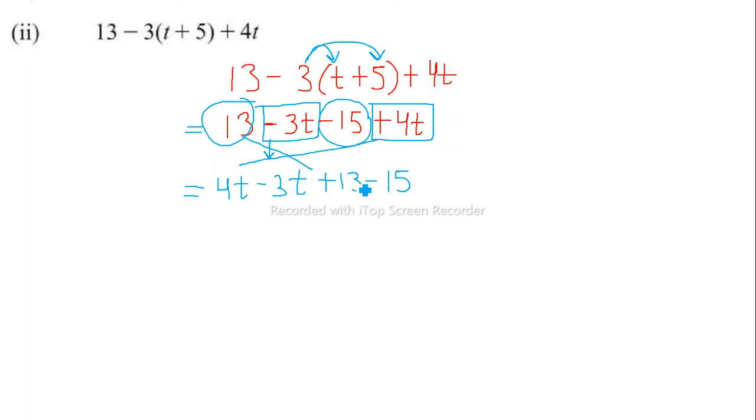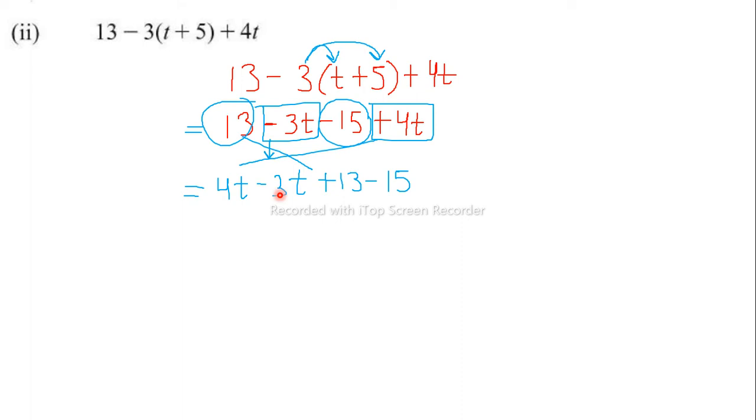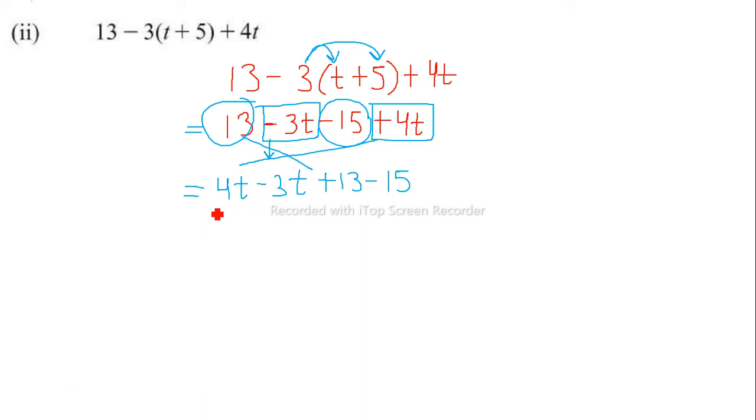Okay, so I have a question. Go ahead. We bring the 4t and the minus 3t together. We subtract those together. Yes. Okay. So it's going to be equal to, well, 4t minus 3t is what? t. Or 1t, but 1t is simply t. And then 13 minus 15 is what? Negative 2.